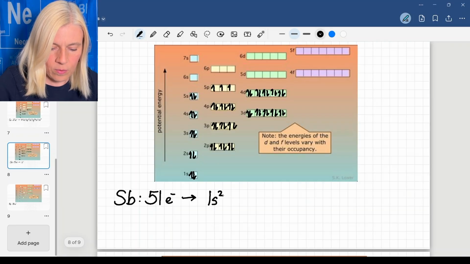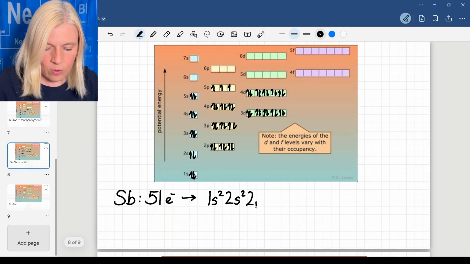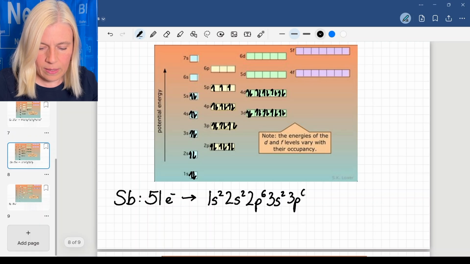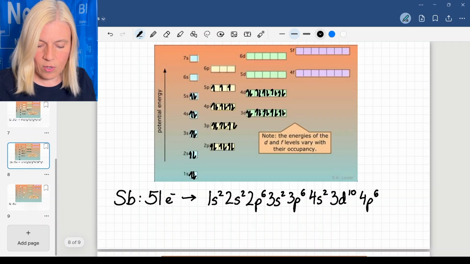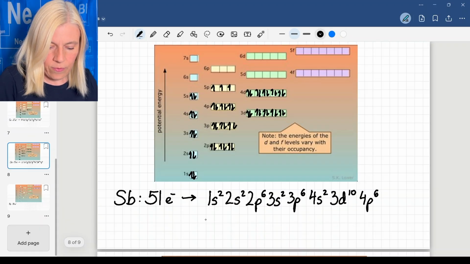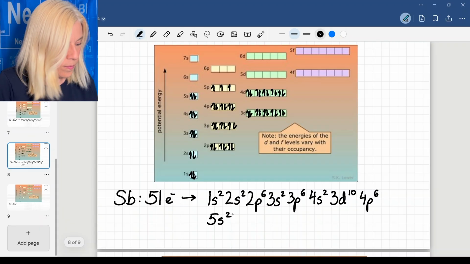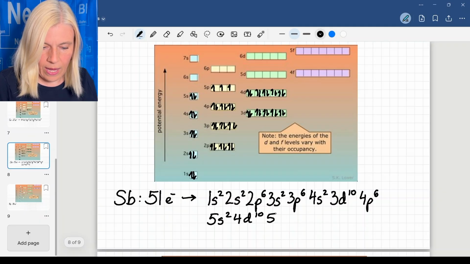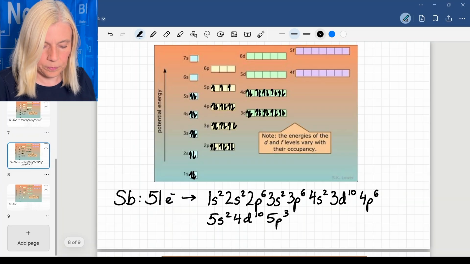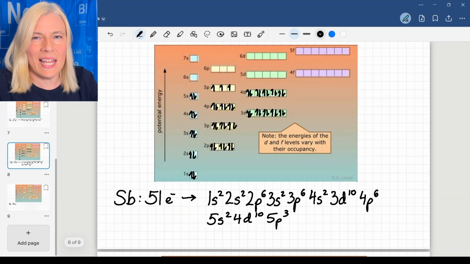So 1s2, 2s2, 2p6, 3s2, 3p6, 4s2, 3d10, 4p6, and I'm going to keep going here, 5s2, 4d10, and 5p3. Notice I wasn't even counting, and I knew where to stop.